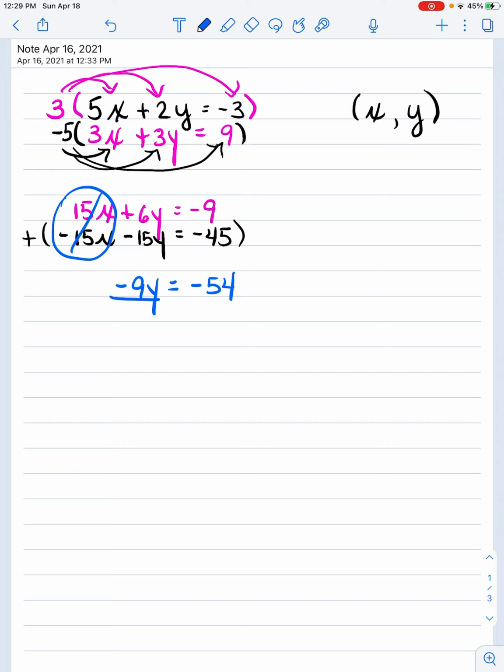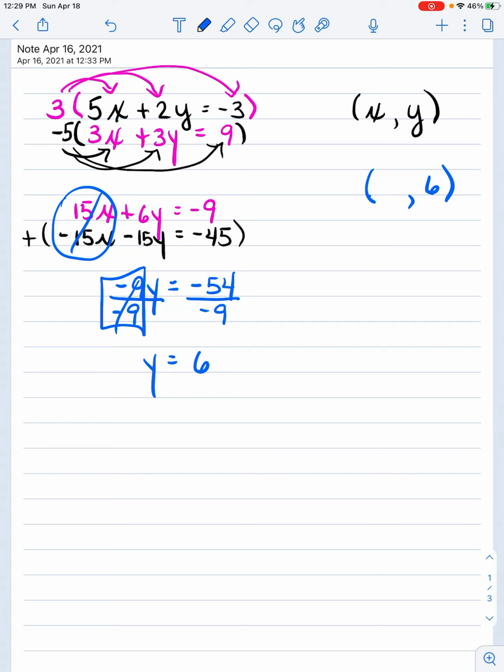And so what do I want to do? I need to divide both sides by negative 9. This is going to cancel out and give me exactly what I want, which is my y value. My y value is going to be negative 54 divided by negative 9, which is a positive 6. So right here, I'm going to put that my x value is still blank, but my y value is 6. I want to do that so that I don't forget or have to look back at my work.